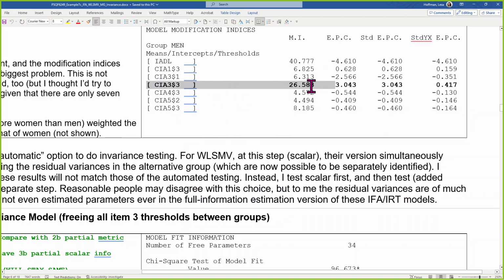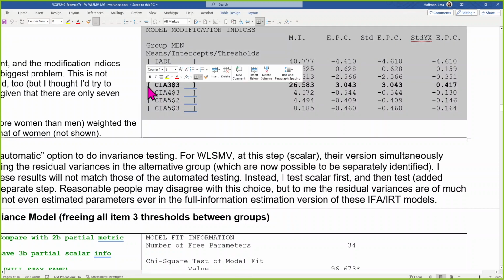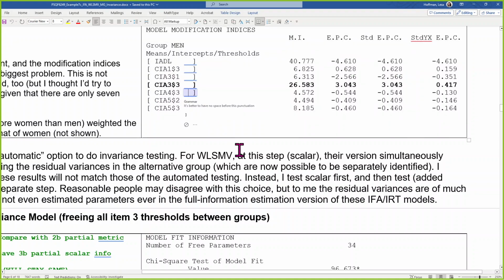But the largest one with respect to individual thresholds is for item 3, threshold 3 specifically. Now this one is not surprising to me because it was item 3 whose loading needed to be different. I went ahead and tried to constrain it just because I only have 7 items and I didn't want to lose one for no reason.